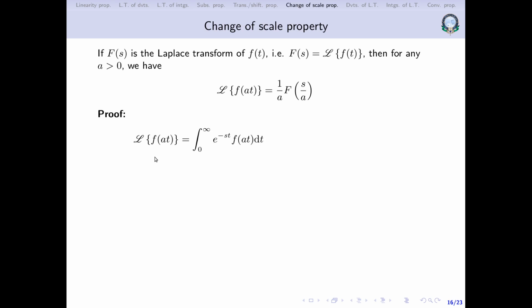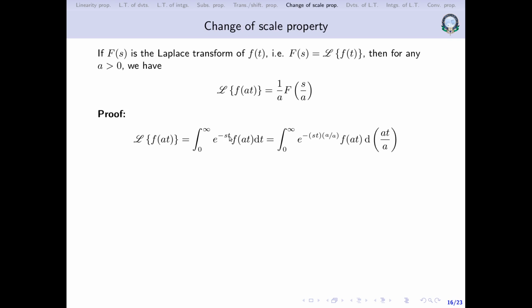This can also be very easily proved. So we start with the basic definition of the Laplace transform. L of f of at is equal to integration from 0 to infinity e to the power minus st f of at dt. So now what we do is we do a little bit of manipulation here.